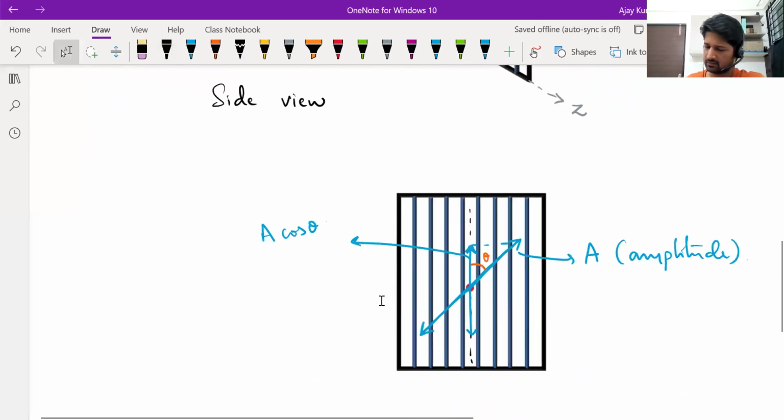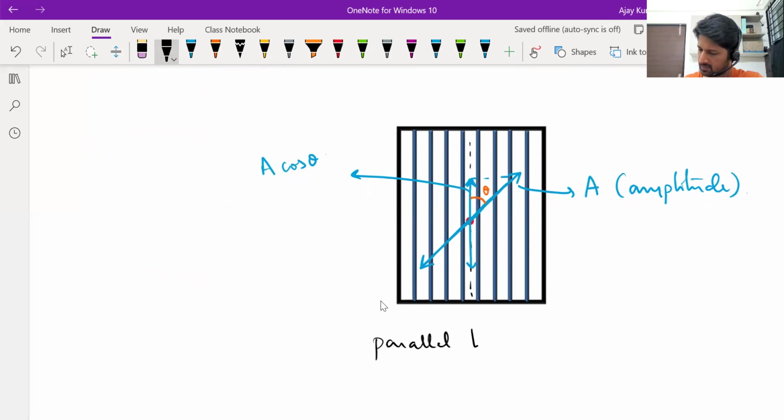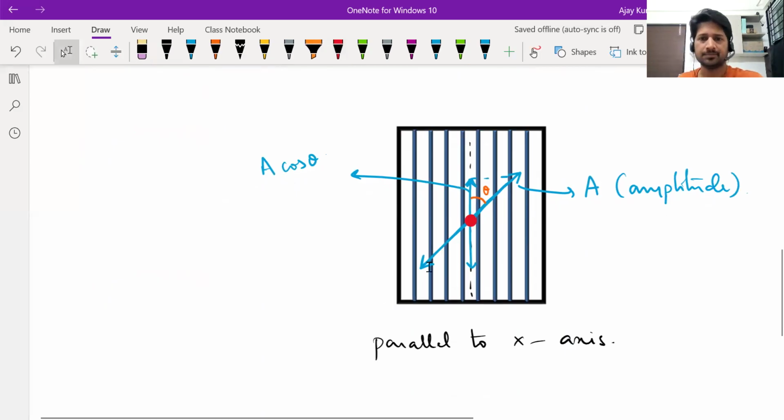Okay, so basically this is a side view of what is happening. And this you can say is when you view it parallel to the x-axis. The view parallel to x-axis, because the string is in the x direction. Okay, it looks like a dot. You try to oscillate the particle in some random direction, only a component of the oscillation will be allowed to pass. Okay.